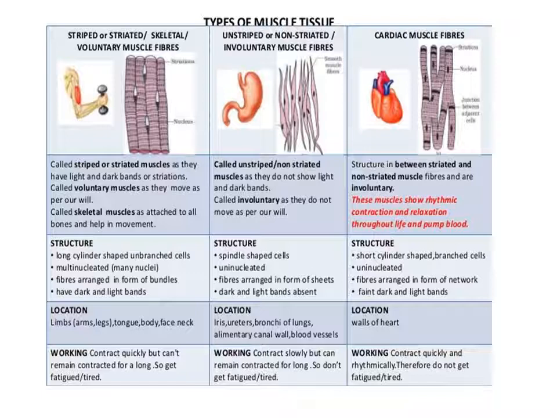On the other hand, unstriated muscle or unstriped muscles do not show any kind of light and dark bands. They are involuntary because they are not under our control. We cannot make our stomach move on our wish. We cannot make the intestine work according to our will. We cannot make our liver expand when we wish to. So all these organs are made up of a special kind of tissue which is called unstriated, non-striated or unstriped or involuntary muscle fibers.